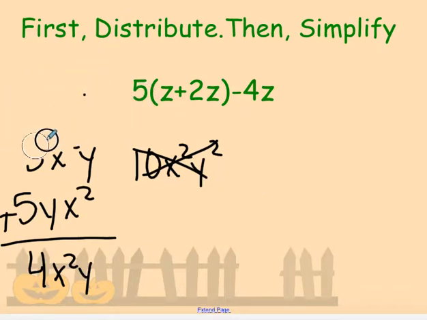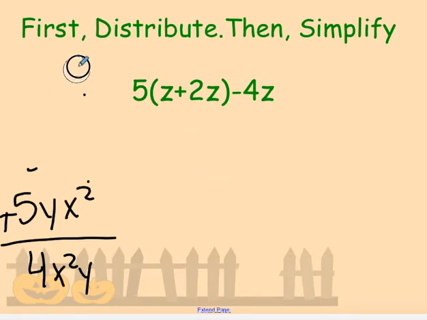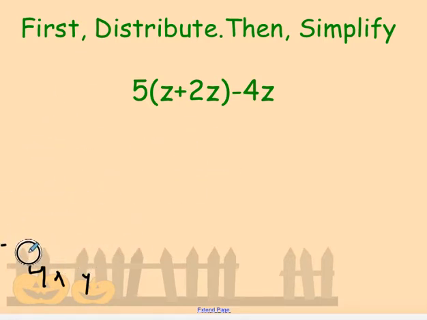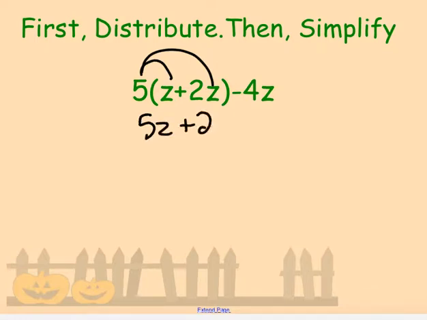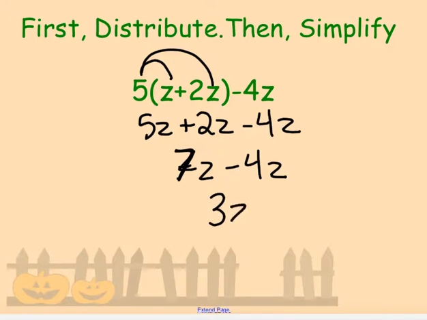Looking at this one that we have on the board, we have 5 times the quantity z plus 2z minus 4z. Now there's a couple ways to do this. First, we could distribute this 5 to the z and the 2z to have 5z plus 2z minus 4z. So we can add together 5z and 2z is 7z, 7z, minus 4z, so altogether we have 3z.